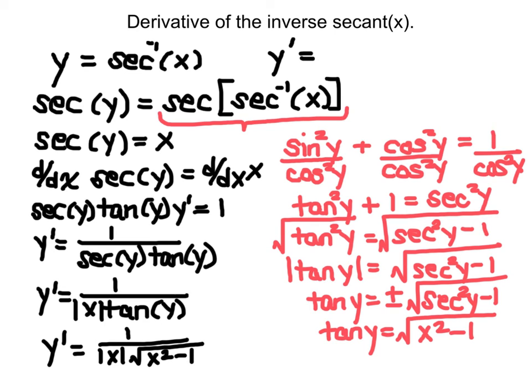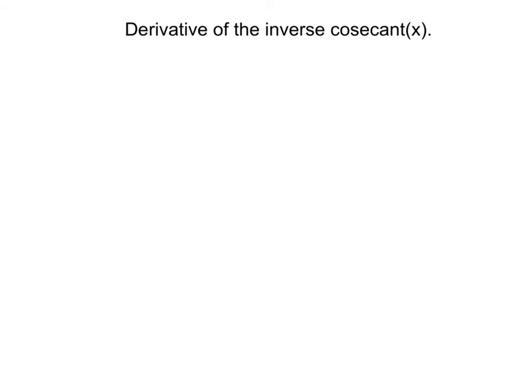So let's put this up here. We have y is equal to the arc secant of x, therefore the derivative y prime of the inverse secant of x is 1 over the absolute value of x times the square root of x squared minus 1. So now we're going to derive the derivative of the inverse.